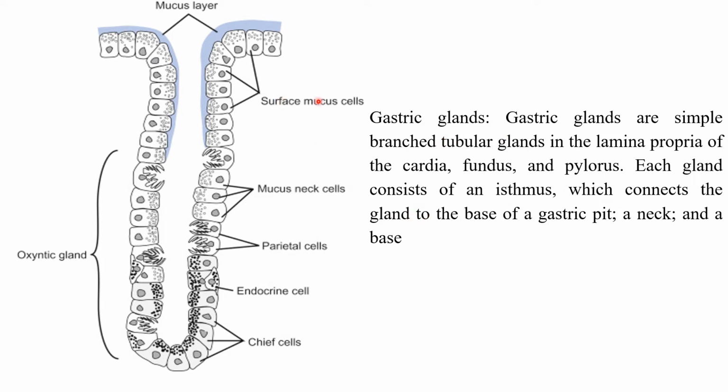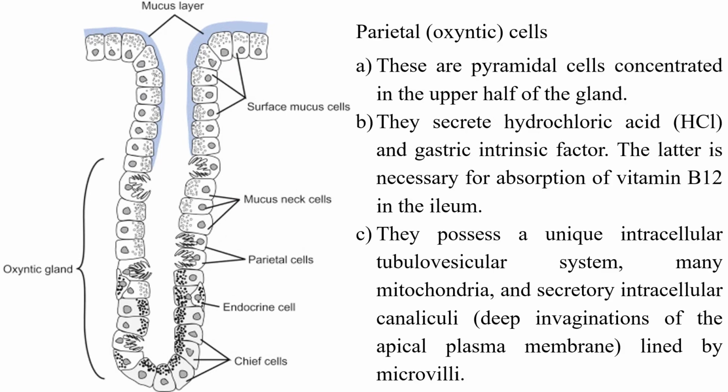So this is the enlarged portion of a single gastric gland. So you can see here presence of different types of cells with different functions, and let us study the detailed function of each cell one by one.